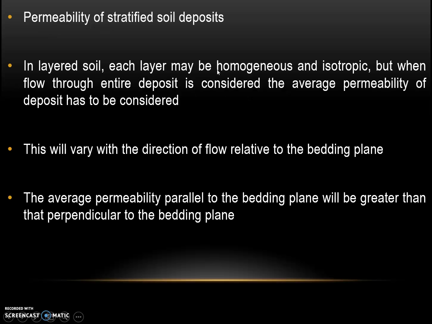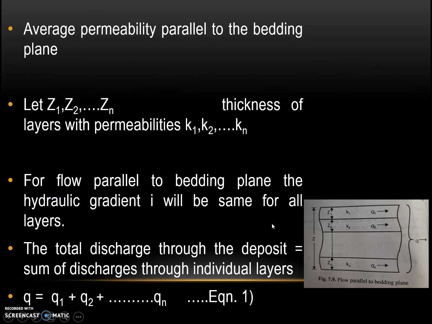In layered soil, each layer may be homogeneous and isotropic, but when flow through the entire deposit is considered, the average permeability of the deposit has to be known. This will vary with the direction of flow relative to the bedding plane. The average permeability parallel to the bedding plane will be greater than that perpendicular to the bedding plane.